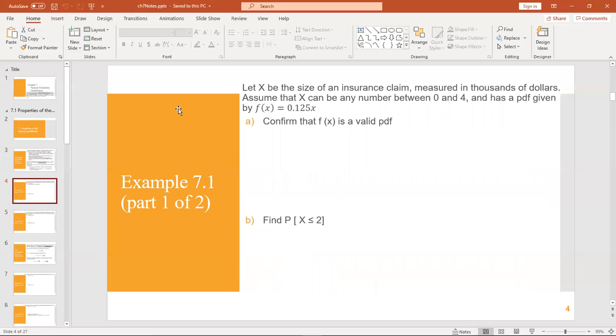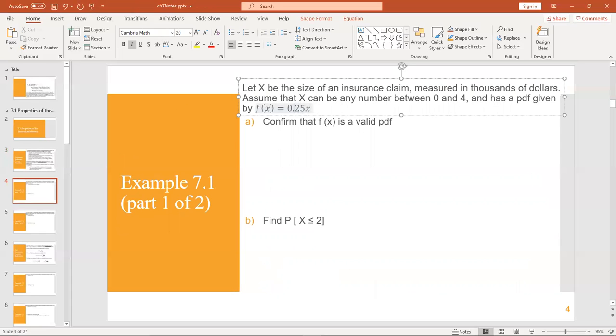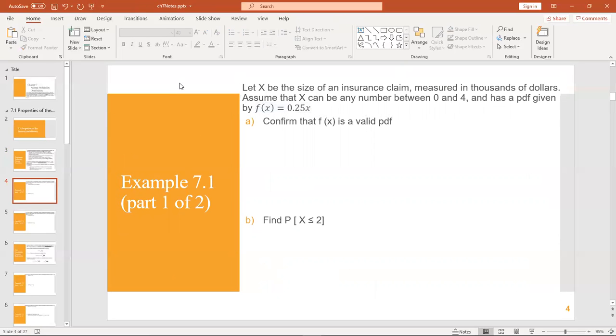So for instance, let X be the size of an insurance claim, measured in thousands of dollars. Assume X can be any number between 0 and 4. And there is a typo here, which I will change. That should be 0.25x. So it can be anything between 0 and 4, and the PDF is given by the function f of x equals 0.25x. The first thing we need to do is confirm that that is a valid probability distribution function.